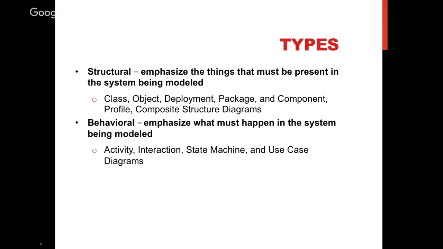So we'll take the activity diagram as an example, which describes the business and operational step-by-step activities of the components in the system. So it focuses more on how the parts work in the system, more so than just what the parts are. Next slide, please.